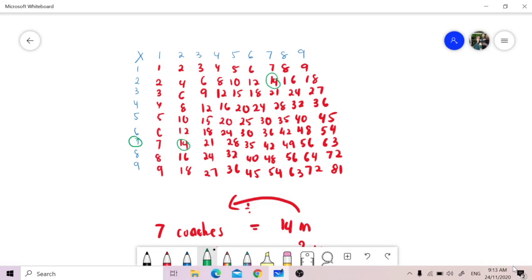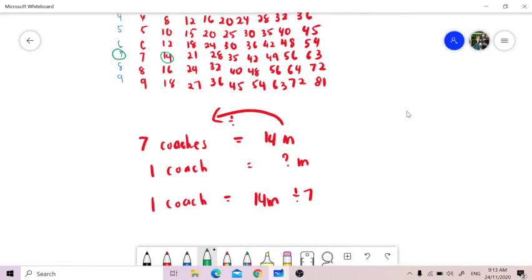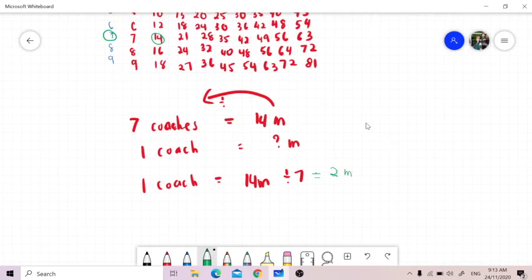You look on top. You see the L shape? So 14 here, the side is 7, the top is number 2. So meaning to say, 14 divided by 7 is equivalent to 2 meters. Then we want to check back. So we're going to check your answer by using the relationship.